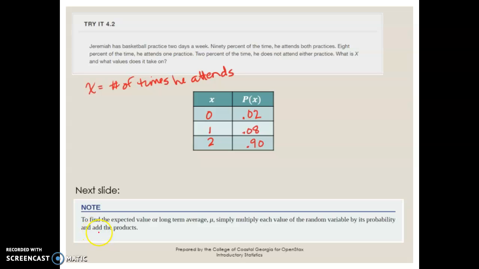On the next slide, we are going to start with expected value, which is called mu. Pronounced mu. Simply multiply each value of the random variable by its probability and add the products. So that's the end of video 1.